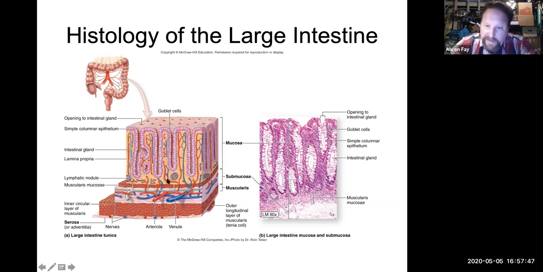So if we look, we're going to have simple columnar epithelium. We're going to have a lot of goblet cells because we need to just move this material along, right? You're going to need mucus to help this material move more efficiently. So the job of the large intestine is to reclaim water. So the material is getting thicker and thicker and kind of harder to move. So we need lots of mucus to make sure things don't get stuck or we don't get any damage in this area.